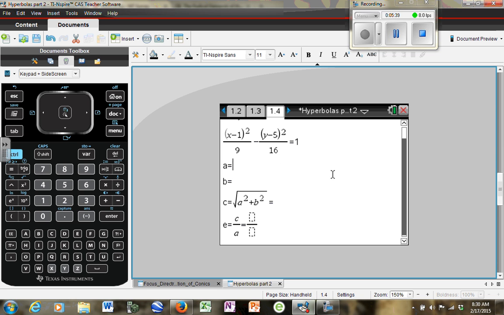Okay, here's an easy one. I want you to go ahead and pause, try this out, and then unpause and see what the answers are. Okay, so go ahead and hit pause now.